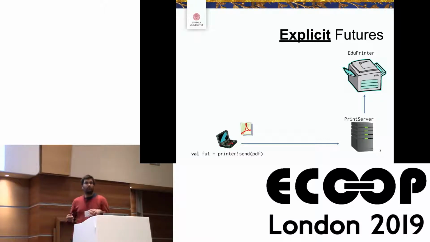Before I continue, I'm going to explain what we mean by implicit and explicit futures, the problems that we find, and our solution which solves them. I'm going to explain this with an example.